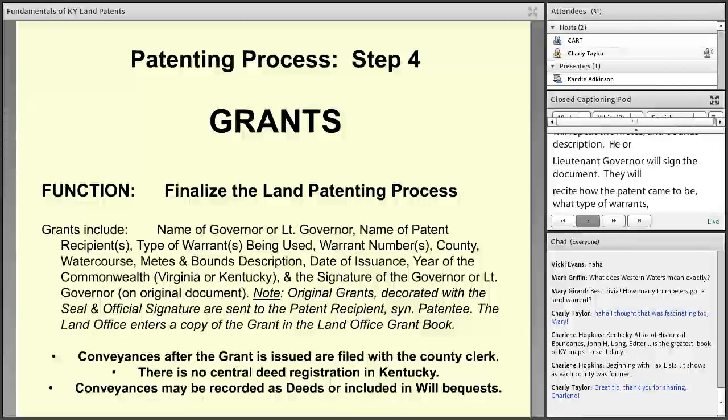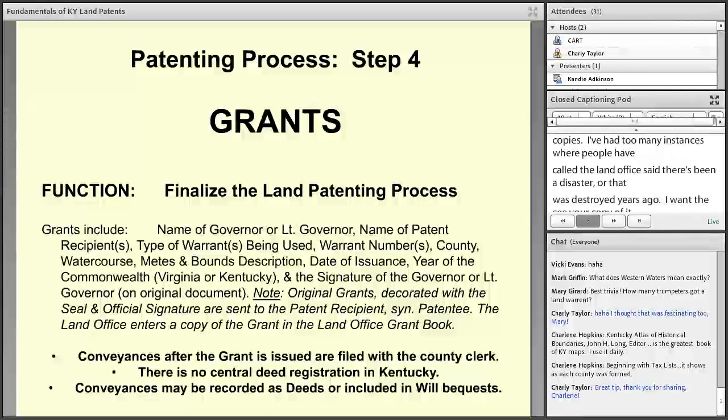Remember your county formation dates. There's no central deed registration in Kentucky. Conveyances may be recorded as deeds or included in will bequests. And at this point, I'd like to compliment the Kentucky Department for Libraries and Archives for its efforts to work with county clerks statewide to preserve our county records, because those records that are filed with the county clerk are the only copies. I've had too many instances where people have called the land office and said there's been a disaster or that was destroyed years ago. I want to see your copy of it. Ladies and gentlemen, there are no copies.